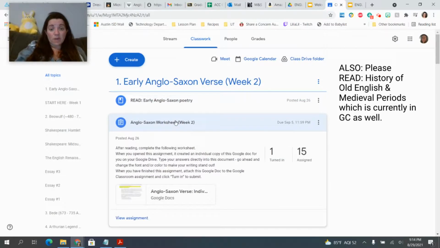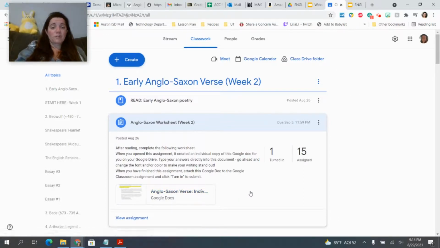And then your assignment for this week is the Anglo-Saxon worksheet. If you open this up, it will give you a copy of a Google Doc that you're just going to type your answers right into that Google Doc. And we'll have a discussion board where we're talking about some of our reactions to the poems that we read this week. So that's what we'll be working on this week.